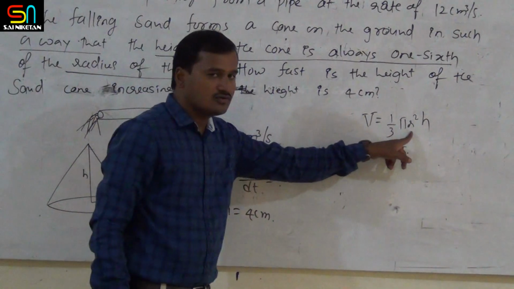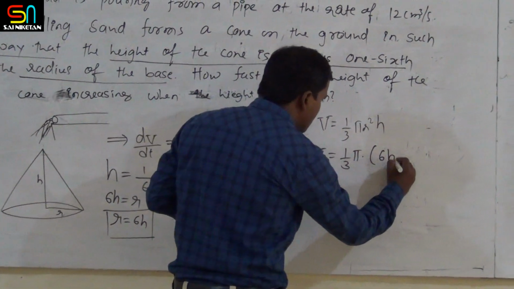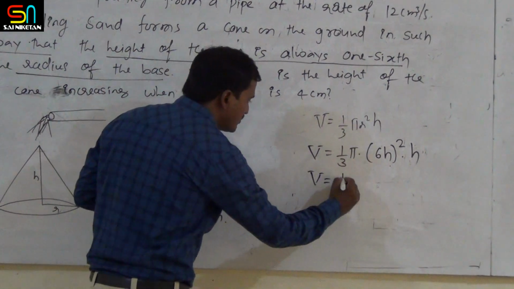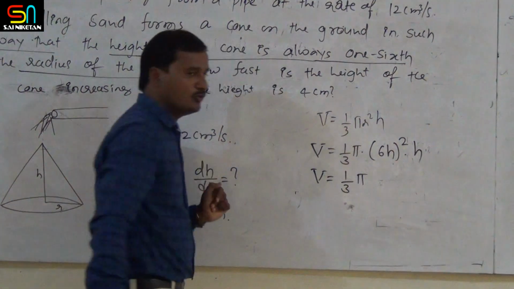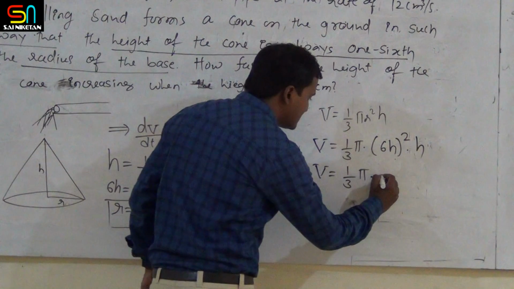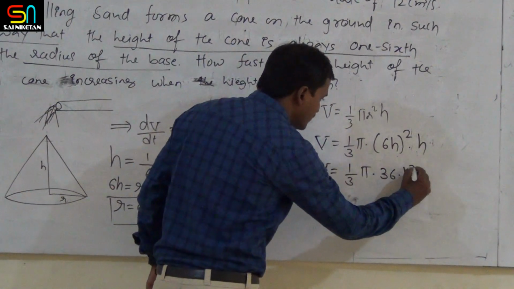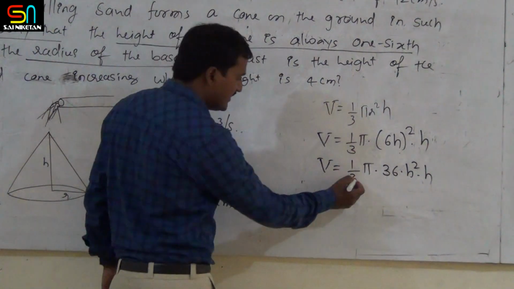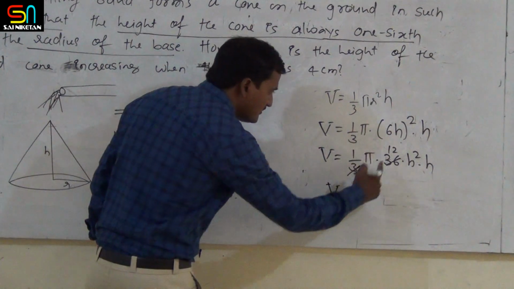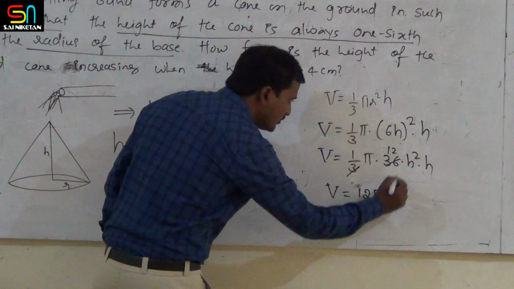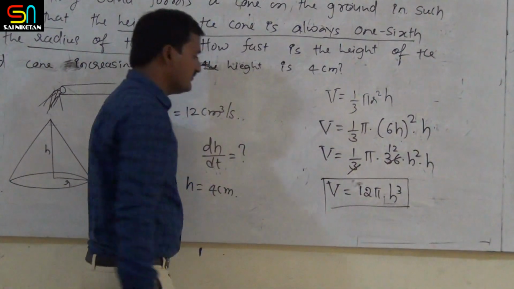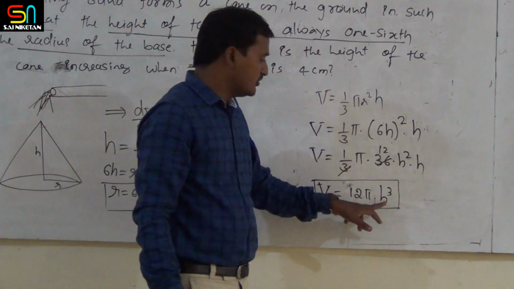Now I will substitute: 6h whole squared into h. Now I will simplify this one. V is equal to 1 divided by 3 into pi. Clearly here it is 6 squared into h squared, and 6 squared is nothing but 36 into h squared into h. So clearly here 3 ones are 3 terms. What is the volume? Volume is equal to 12 pi into h squared into h, means here it is h cubed. So V is equal to 12 pi h cubed.